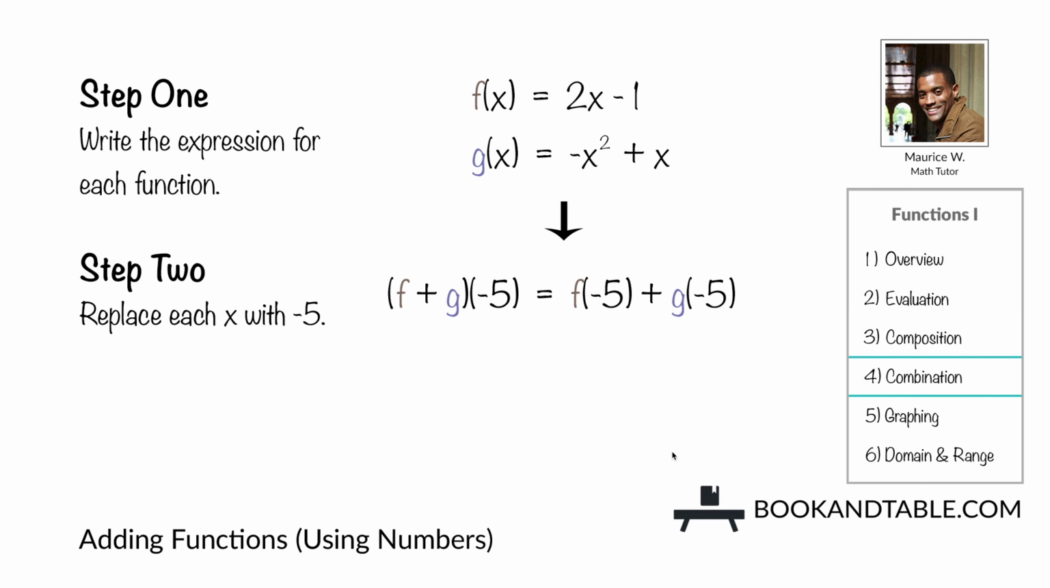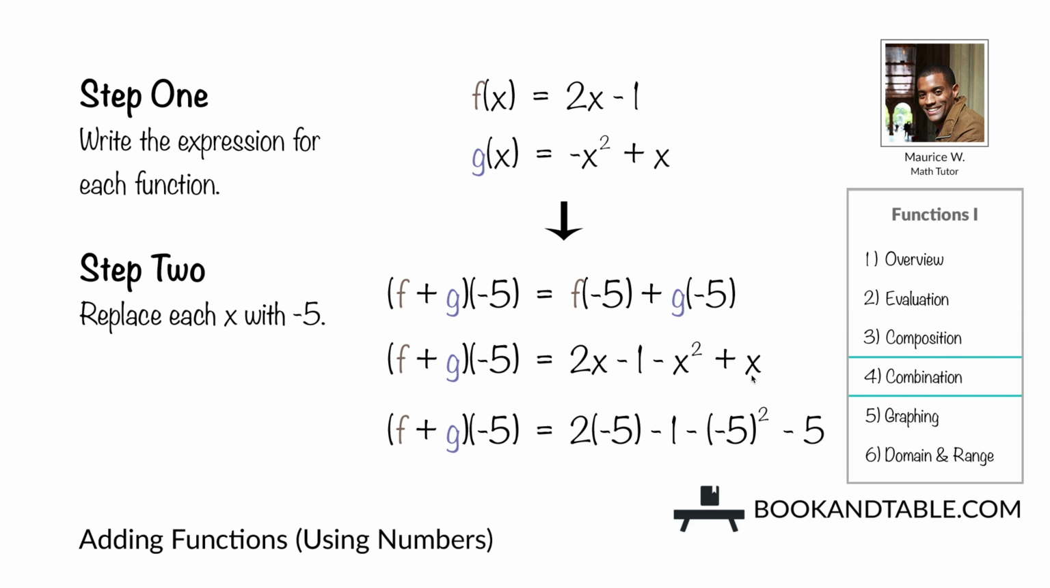Now let's take a look at adding functions using numbers. Step 1 remains the same, write the expression for each function. So we do so, giving us 2x minus 1 minus x squared plus x. But now step 2, we want to replace each x with negative 5. So we want to replace this x with negative 5, this x with negative 5, and this x with negative 5.